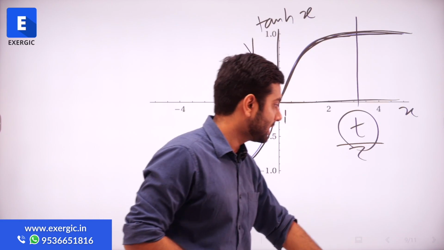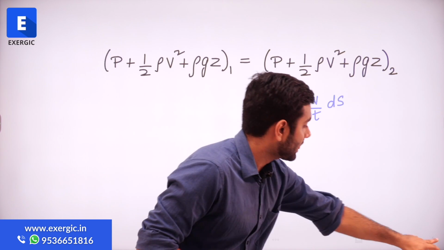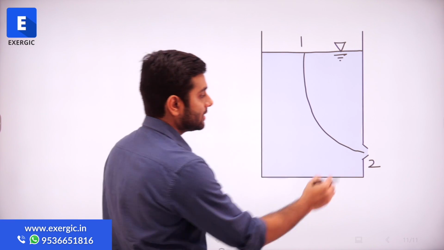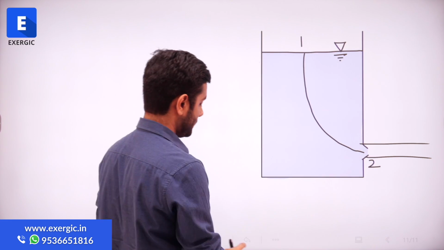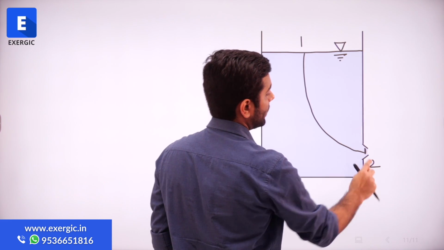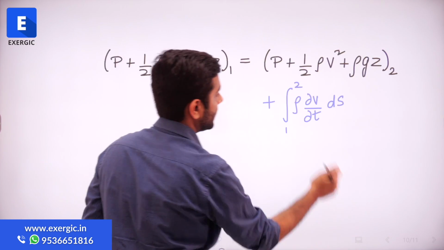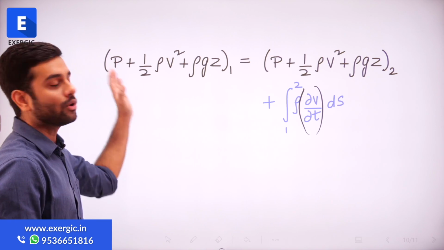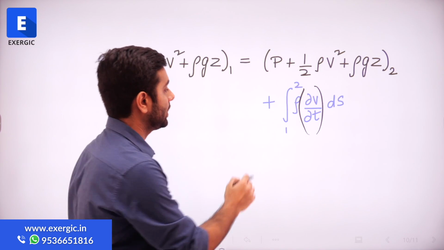For example, this case can be given to you. Note, there is no length of the pipe given to you, right? Only you have been given up to this point. And now you need to perform this integration. Maybe the question will ask you dV by dt only. It will give you all the other values, it will ask you dV by dt only.